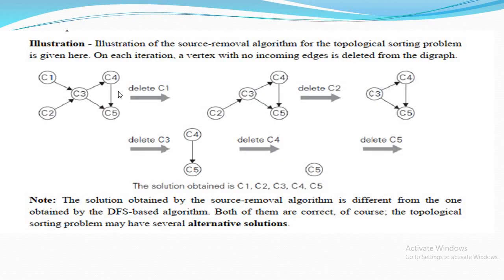First, the source removal algorithm for the topological problem. Here there is no incoming edge for C1, so we delete C1. Again there is no incoming edge for C2, so we delete C2. Again there is none for C3, so we delete C3. Then we delete C4 and C5. So the solution obtained is C1, C2, C3, C4 and C5. This is the final answer.